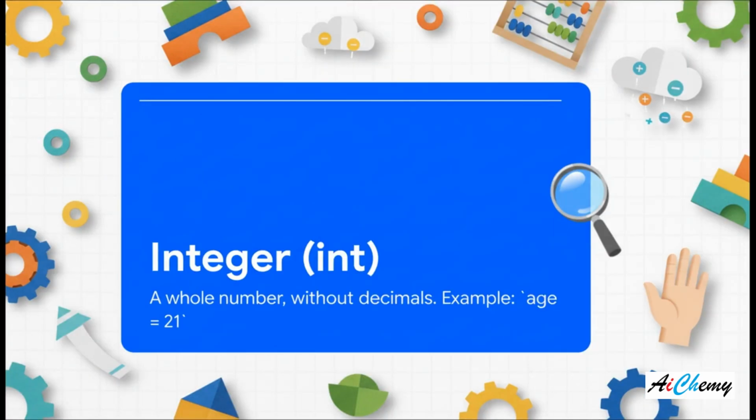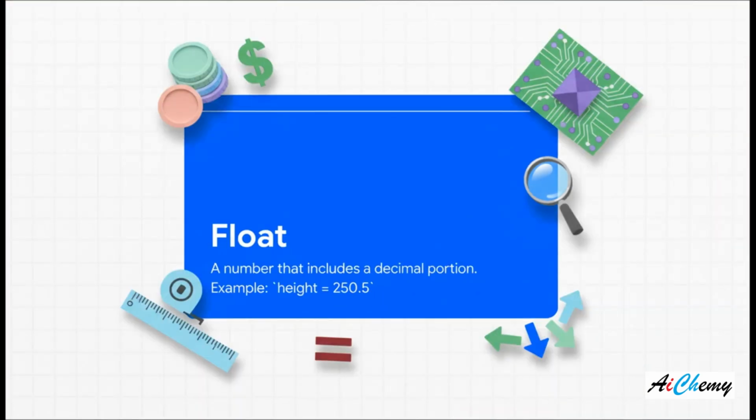Next up is the integer. An integer is just a whole number. You know, no decimals, no fractions. If you're counting something or doing basic math, you're probably going to be using an integer. Now, what if your number does have a decimal point? Well, then it's called a float. Think of it for anything that needs more precision. Stuff like measurements or money or scientific data.